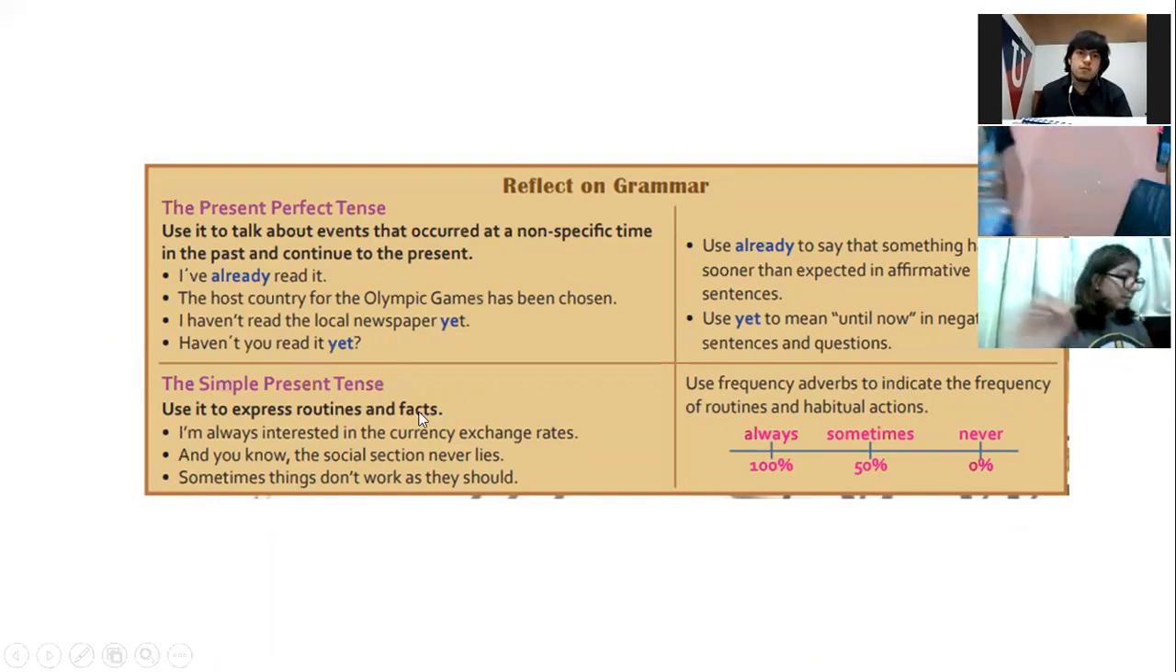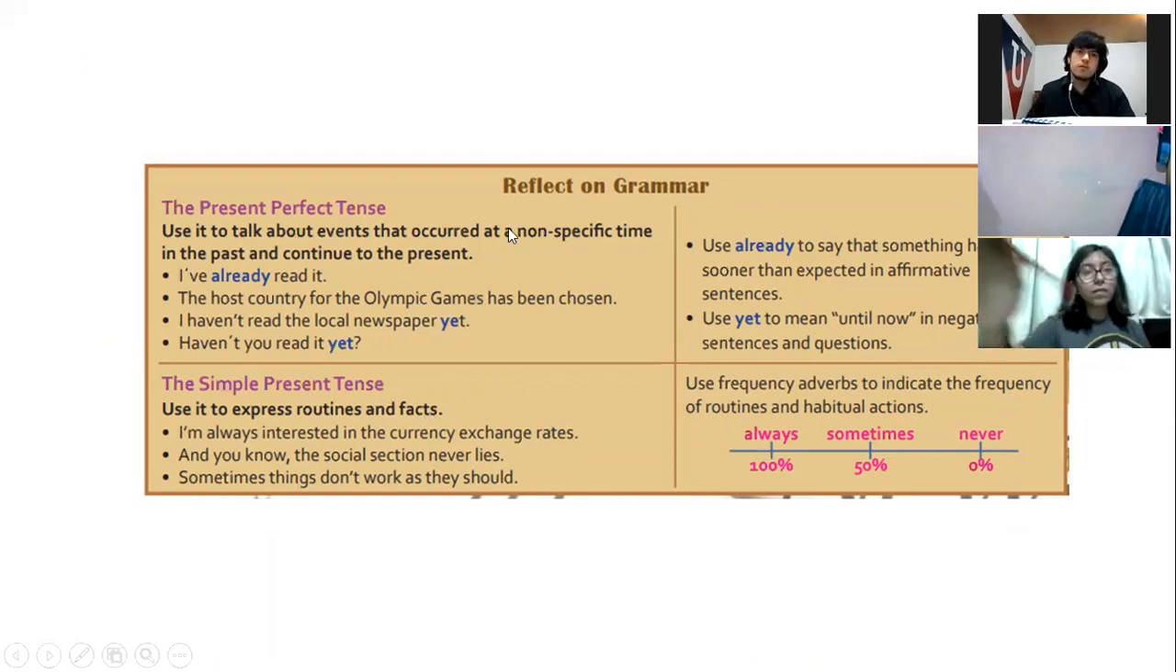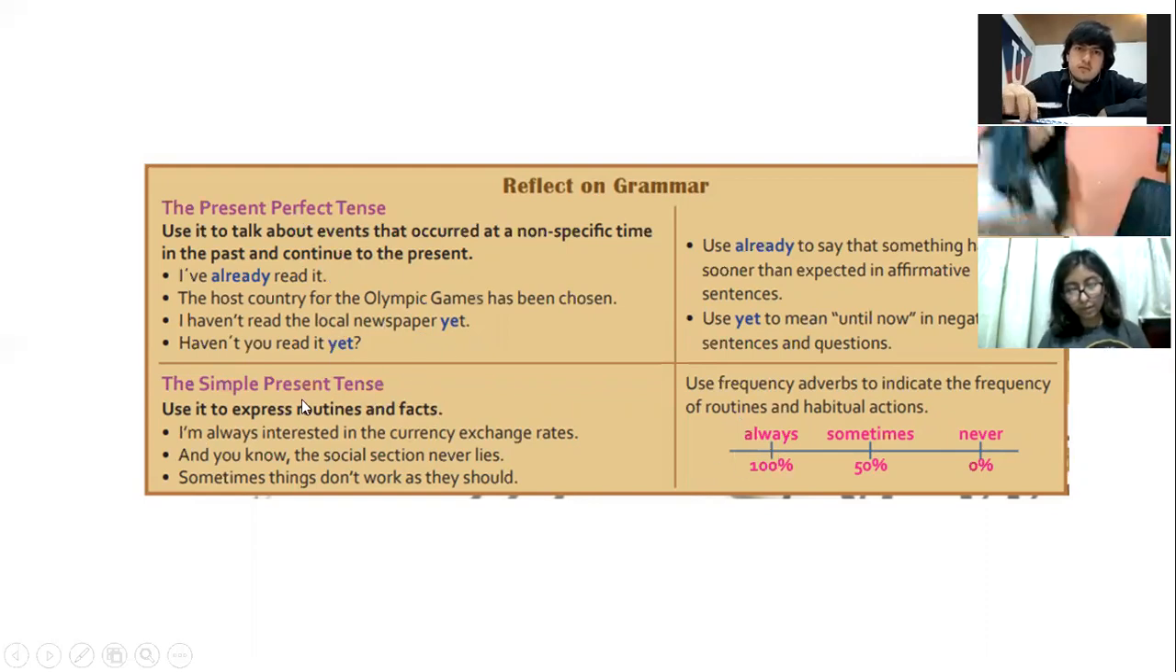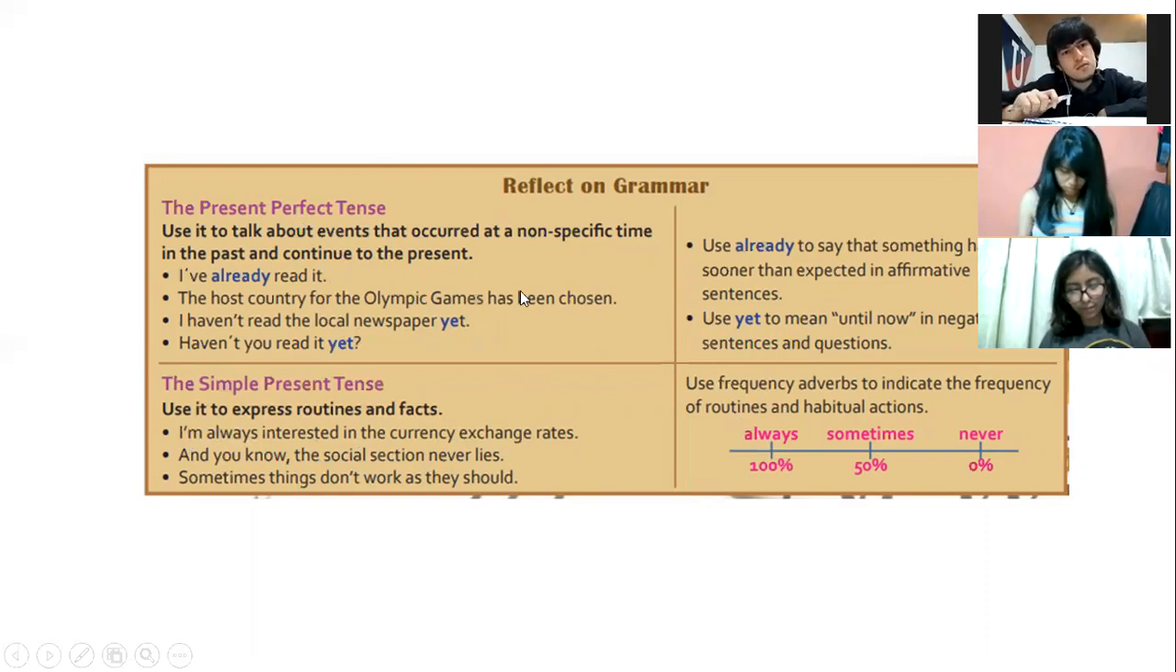Now we finish with a summary of what we already studied. We studied the present perfect tense and use it to talk about events that occurred at a non-specific time in the past and continue to the present. We use the words already and yet in order to identify this tense. And we also studied the simple present tense, how we use it to express routines and facts.